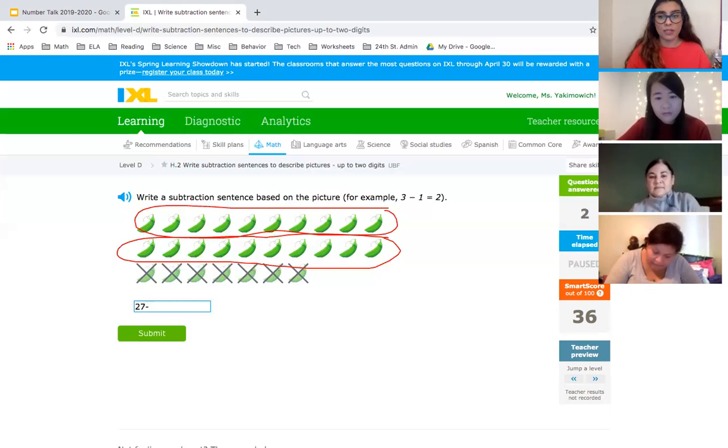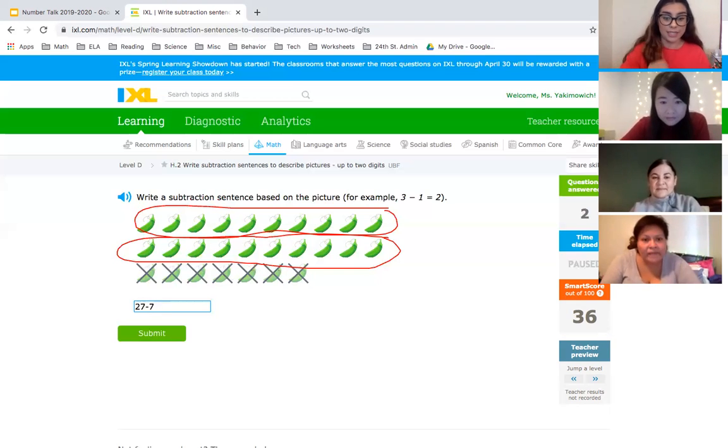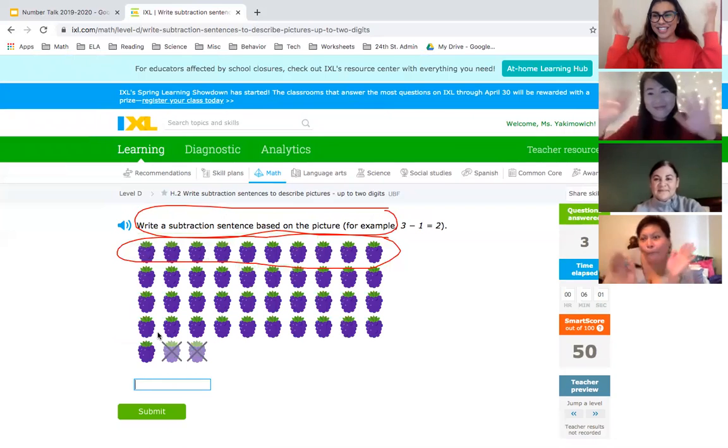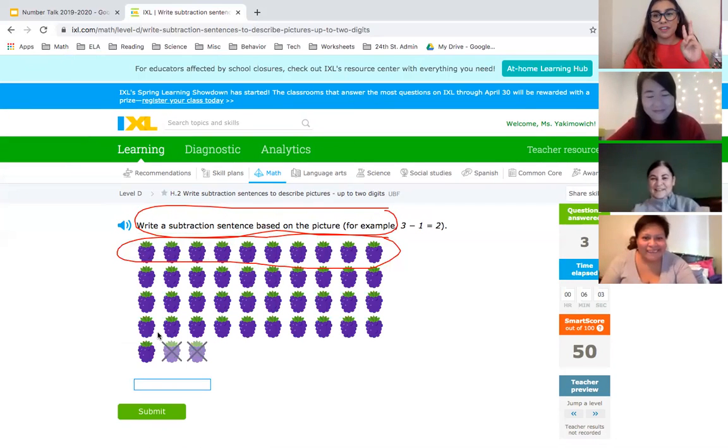So how many are we subtracting, Ms. Hernandez, in this problem? 7 snap peas. 7 snap peas. So we can count it just like Ms. Hernandez did. 1, 2, 3, 4, 5, 6, 7. Beautiful. 7. And what is our answer, Miss T? Our answer is 20 because the snap peas that are not crossed out are in 2 groups of 10. Beautifully said. Thank you so much. So let's see if we got the correct answer. Yay, we did.